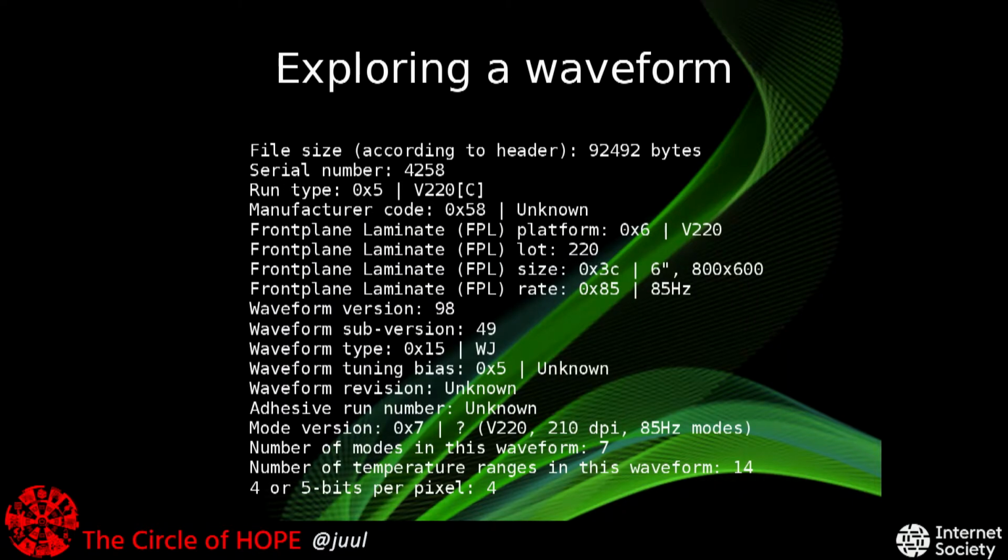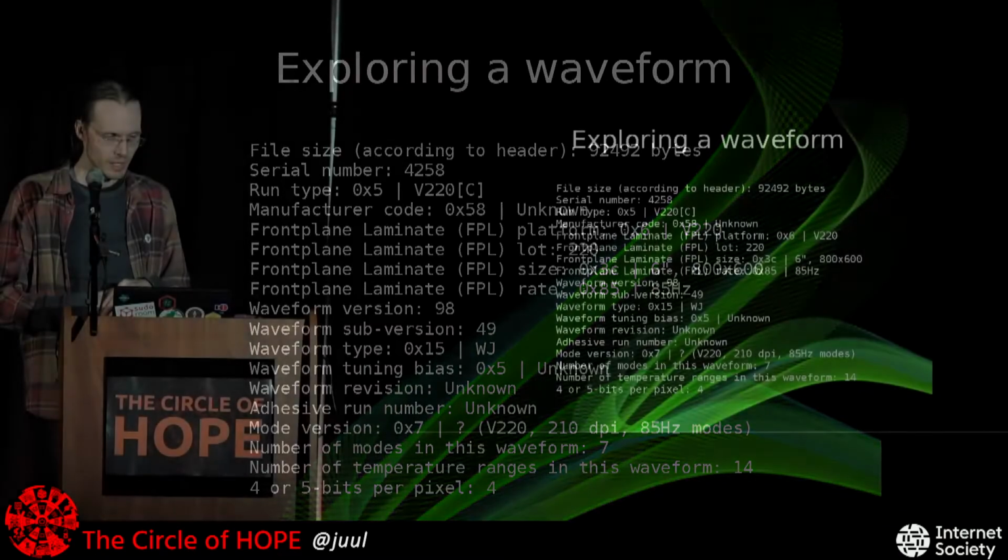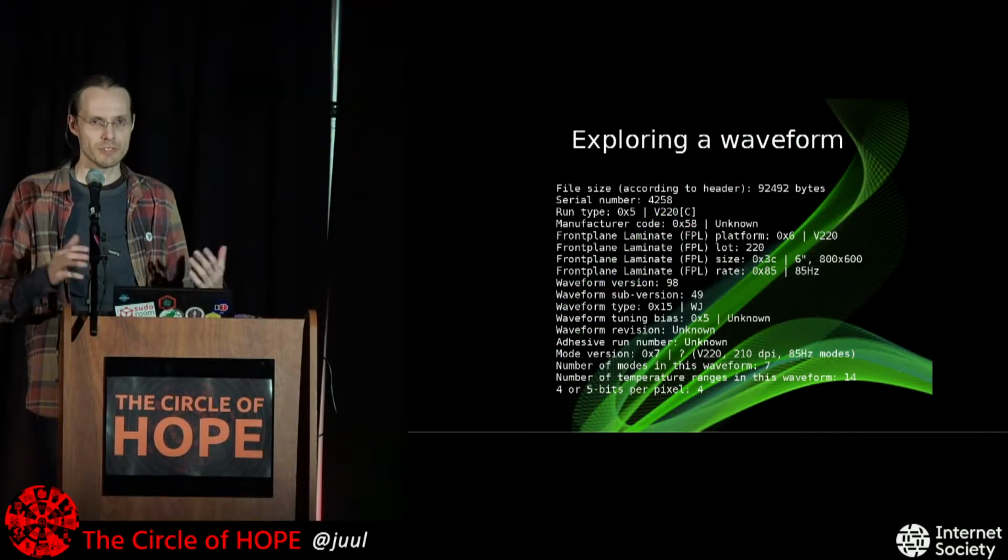So let's explore one of these waveforms and see what's inside of them. Here's what's in the header. We can see there's some interesting information about the display. It's an 85 hertz display. That doesn't mean that it updates 85 times a second. It means that the phases update. You have to send it a new phase 85 times a second. So if there's multiple phases, it'll be some fraction thereof.